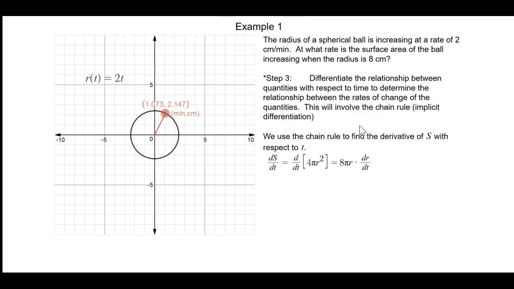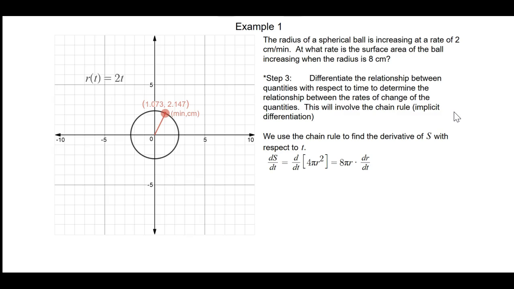So the next step is, once you have your relationship, you want to differentiate. If you have an implicit or an explicit equation, it depends on how you differentiate. But in all cases, you're going to be using the chain rule at some point, whether it's, as is par for the course, for doing implicit differentiation, or if you have some other function, you just want to use the chain rule.